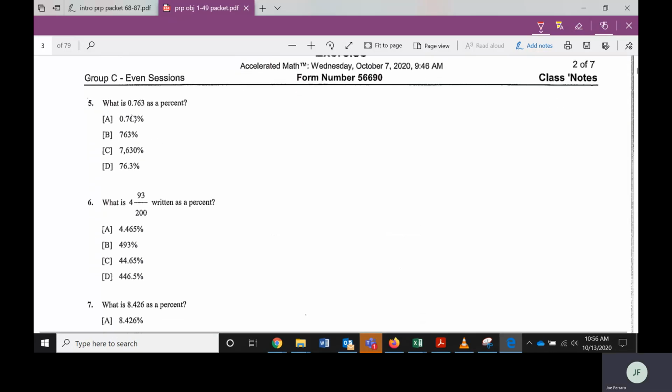Number 5, write as a percent. This is a quick one. You take the decimal, and you just go 1, 2, and again, we move to the right because percent's the bigger version of the number, so you move it 2 to the right, and 76.3%.